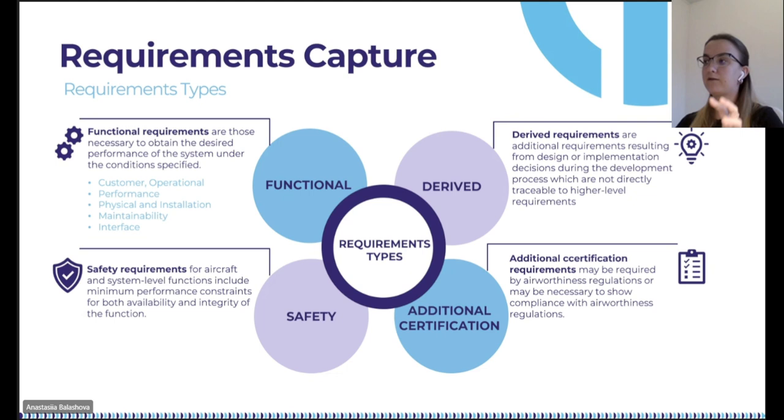Usually we distinguish the following types of requirements. Functional requirements usually take the largest part of the whole requirement set. They are a combination of customer designs, operational constraints, standards, and implementation realities. Safety requirements are determined by conducting a safety assessment and then passing to the requirement capture process. Additional certification requirements may be required by authorities, and derived requirements, which occupy a special place.